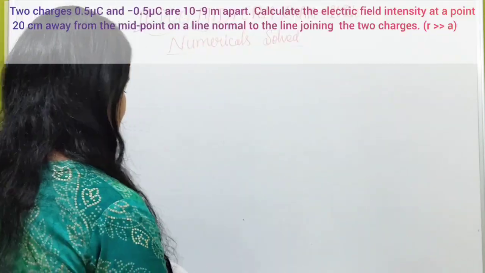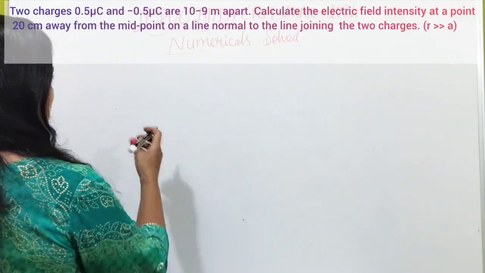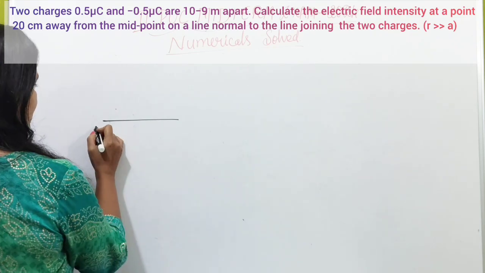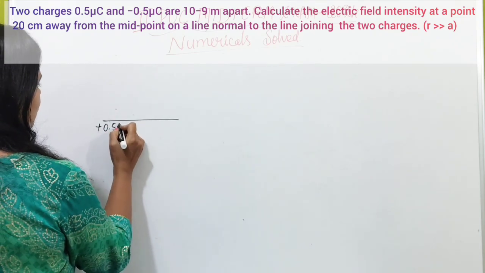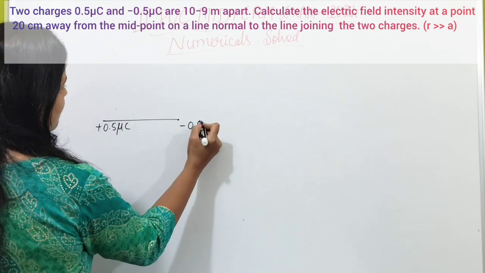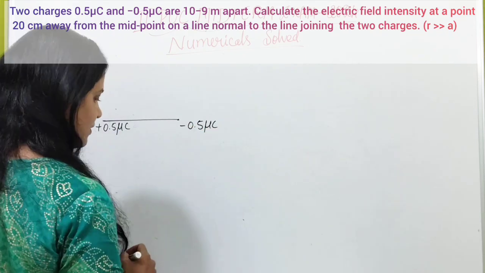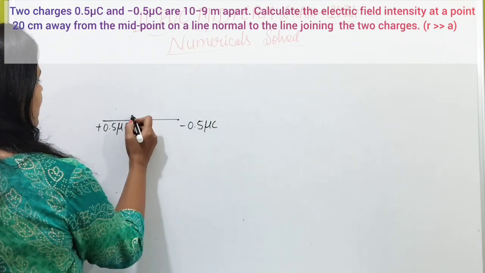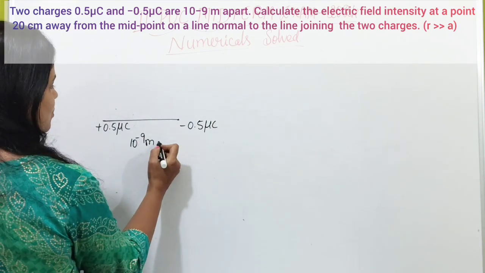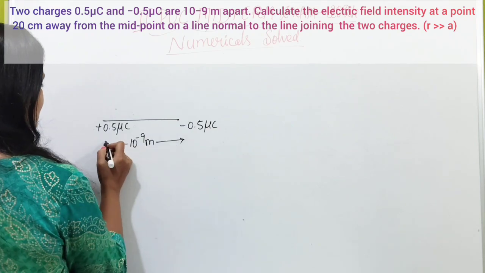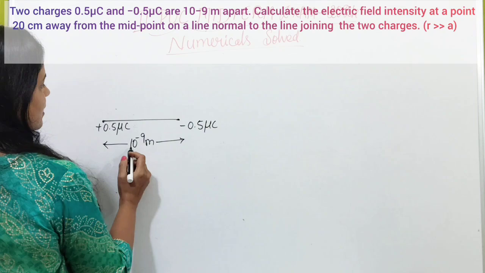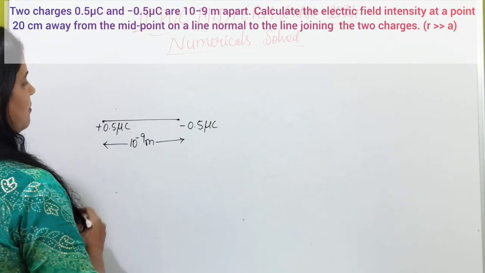So first let us consider two charges of 0.5 microcoulomb, that is one is plus 0.5 microcoulomb, another one is minus 0.5 microcoulomb. These two are separated by a distance of 10 to the power minus 9 meter. So here we came to know that this is a dipole, right? And the separation between the dipole is 10 to the power minus 9 meter.